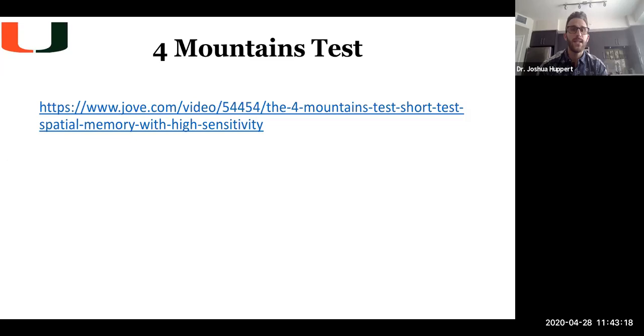Now, the challenge obviously is that we don't often have a version of this test done prior to the injury happening. So it's a bit of a challenge to figure out, is it truly the concussion that caused that, or was it an underlying issue all along? We're not sure.